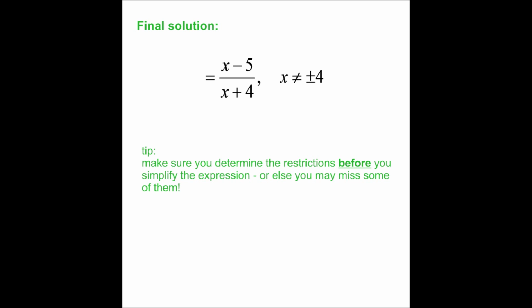So one little tip I'll leave you with, make sure that you figure out what the restrictions are going to be before you start canceling things out. Because if you start to simplify the expression, you're going to notice you're going to lose some of the restrictions that are actually in the problem. So make sure you do that before you simplify, and you'll be good to go.